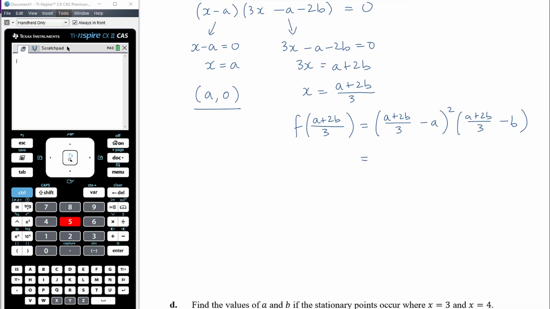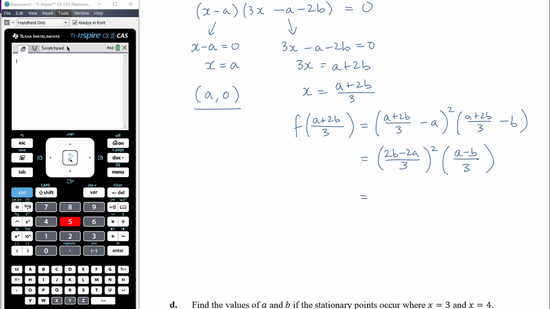Alright, so common denominator in the first bracket here is going to mean we get minus 3a on 3. So a plus 2b minus 3a, so that's going to be 2b minus 2a over 3. That's just getting a common denominator in that first bracket. And then common denominator here, again, we're subtracting 3b on 3, so a plus 2b minus 3b, so that's a minus b over 3.